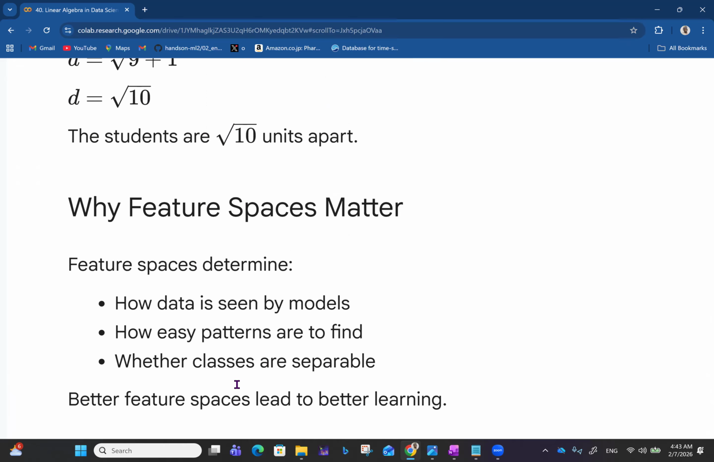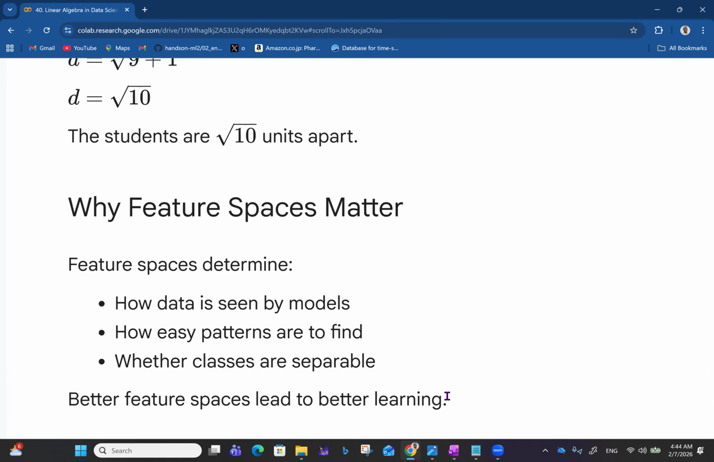So the question now is, why do feature spaces matter? Feature spaces determine how data is seen by models, how easy patterns are to find, and whether classes are separable. So better feature spaces lead to better learning. So in a feature space, you want to be sure the most important features are there. And that's why we have something like feature importance in machine learning. There we have some algorithms to say, of all these features, these are the most important ones. And some features are collinear. I think that's the word. They behave the same way. So those features may not be able to give you good results.